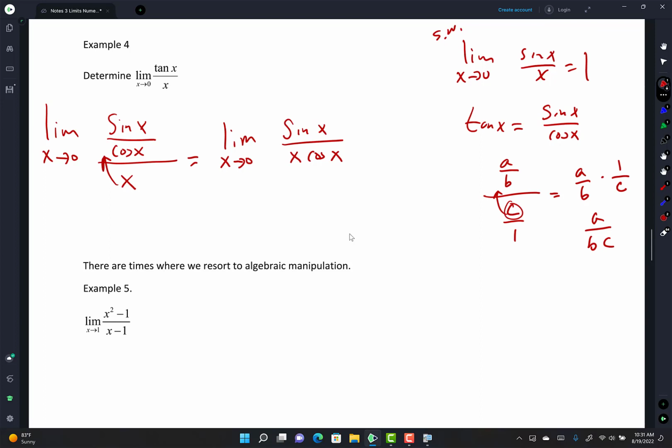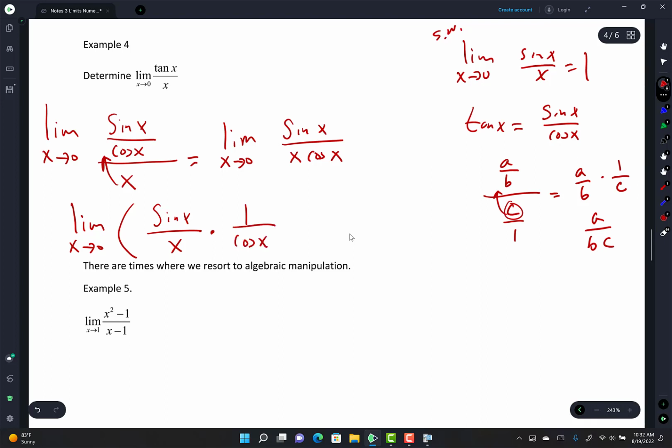I'm just going to expand. I'm going to write the word limit as x approaches 0. I'm going to put a giant parenthesis because I'm expanding what I have on the inside. I want to make sure that my expression is still the same. So I'm going to write it like this: sine x over x times 1 over cosine x, close parenthesis. And don't worry, I'm going to slow down so I can explain.